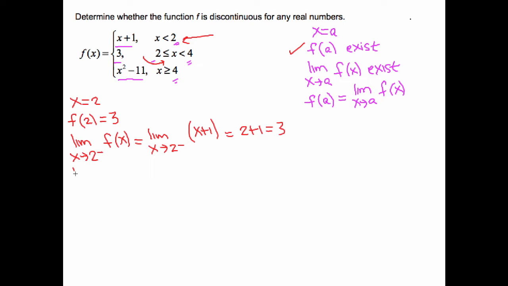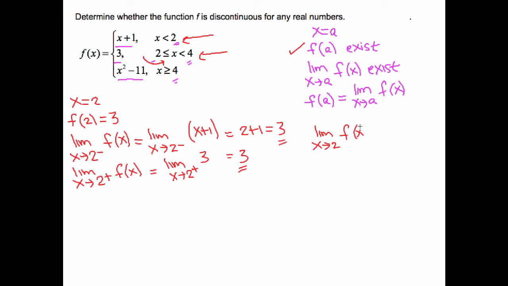Let's take a look at the right-hand limit as x approaches 2. The limit as x approaches 2 from the right means x is greater than 2. I'll use the second function. So I have the limit as x approaches 2 from the right of 3. And that's just the constant function y equals 3, or f of x equals 3. So the output is 3. Since the left-hand limit and the right-hand limit are equal, this tells me my two-sided limit as x approaches 2 of this function is also 3.